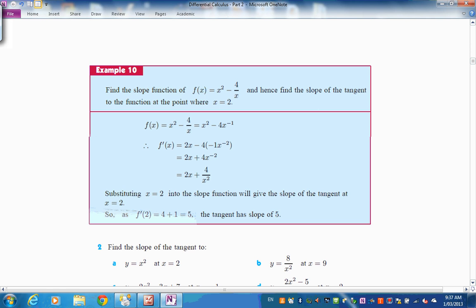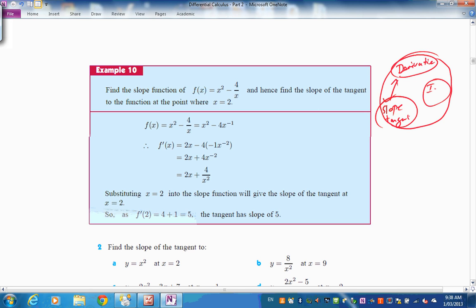Find the slope function of that, and hence the slope of the tangent. Well, that's the same thing, isn't it? Remember the trichotomy. This is very important when you're talking about the derivative. The derivative is the slope of the tangent, but it's also the instantaneous rate of change. So there are 3 things all linked there. They're the same thing. Here we want the slope of the tangent, so it means we need the derivative.